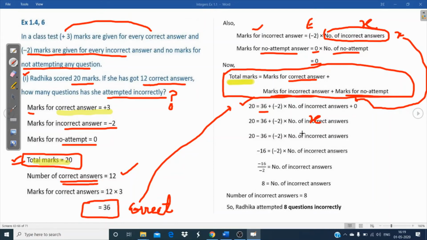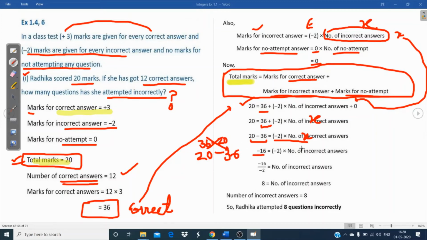Here you can see, students, minus 2 is multiplied with the number of incorrect answers, meaning x. The plus 36 will go to the other side as minus. So it is 20 minus 36. Don't write 36 minus 20, that will be incorrect, because whatever is already present comes first. Already present is 20, then minus 36. So 20 minus 36, what do you get?